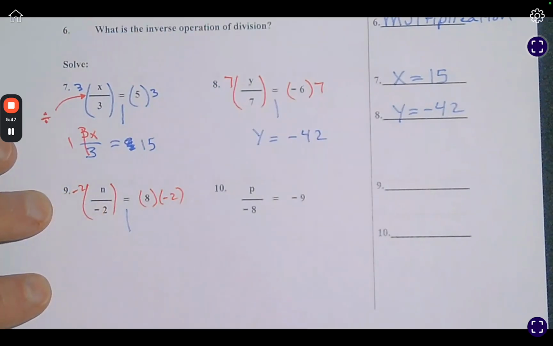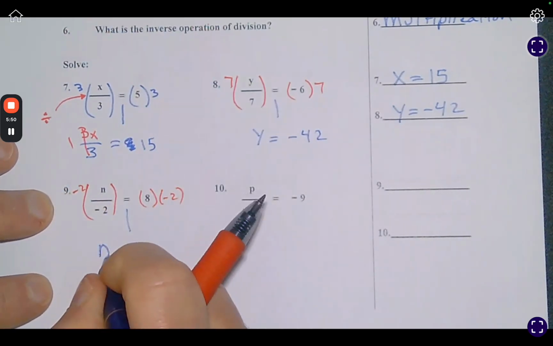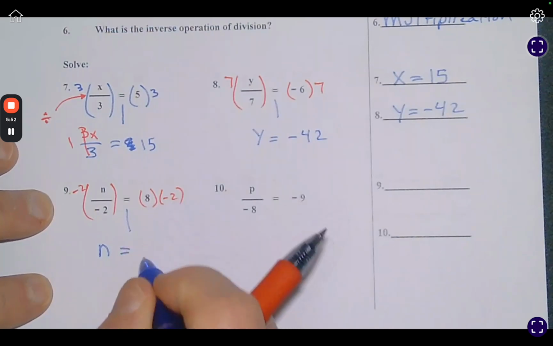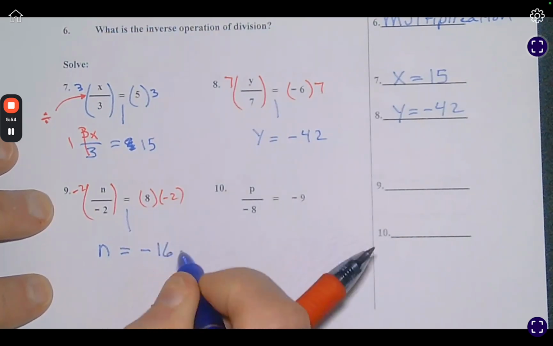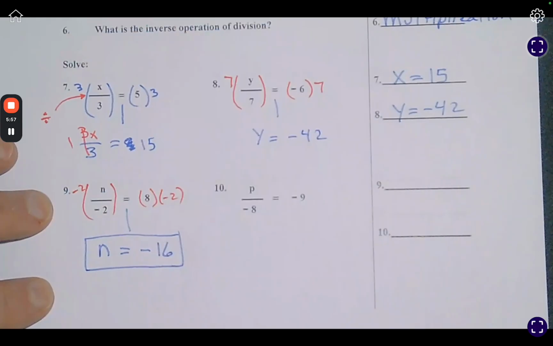Negative 2 divided by negative 2 cancels out. So I'm left with n equals positive times a negative is a negative. Sweet. 16. Boom. That's done.